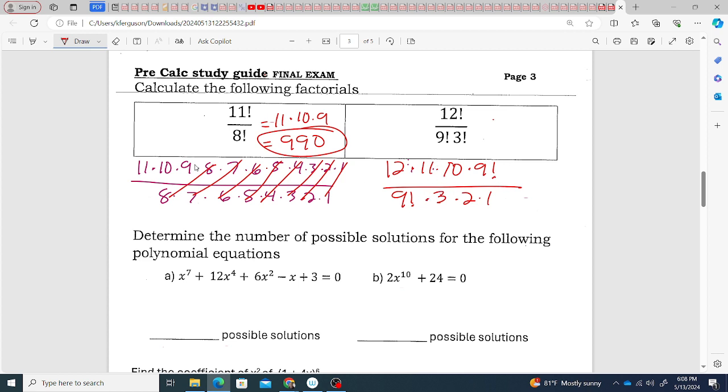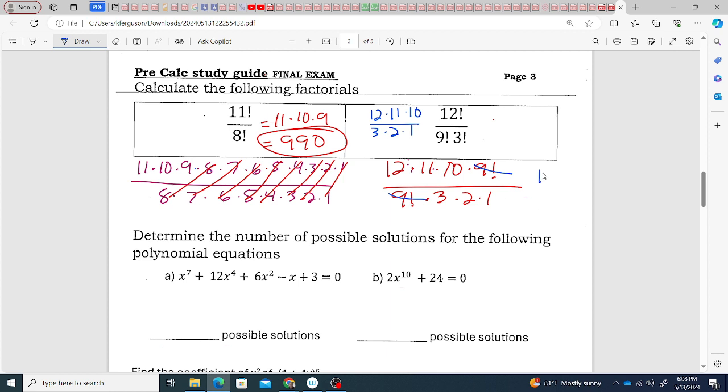What is 9 factorial? Well, that's 9 times 8 times 7 times 6 times 5 times 4 times 3 times 2 times 1. Well, what's the use of writing that all out, both top and bottom, if I've got 9 factorial on the top and 9 factorial on the bottom? They're going to cancel each other off. So I don't need to write them both out. I can just, okay, they go away. So what do I got left? I've got 12 times 11 times 10 divided by 3 times 2 times 1.